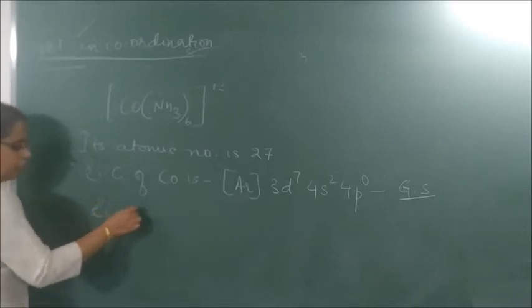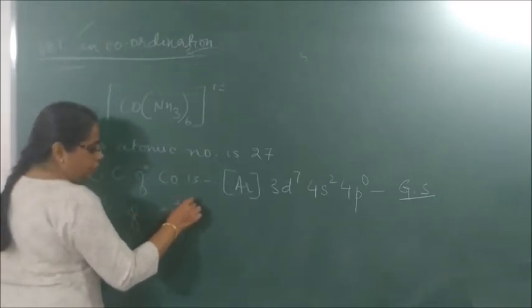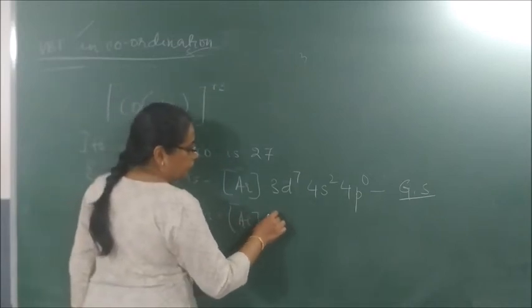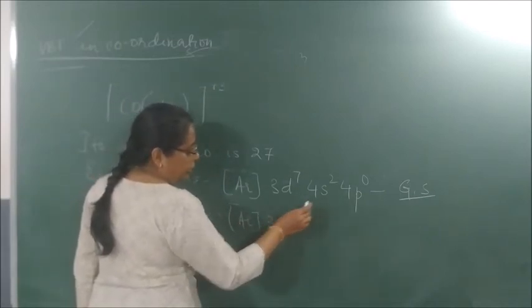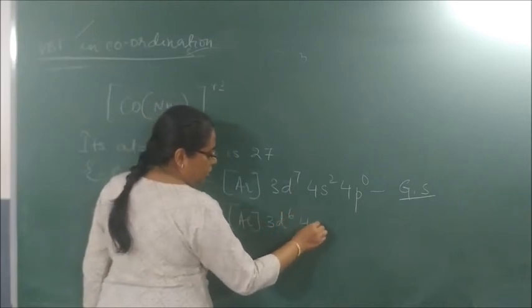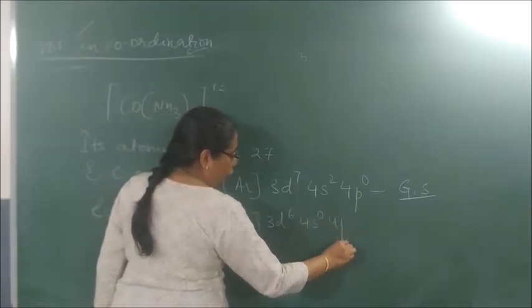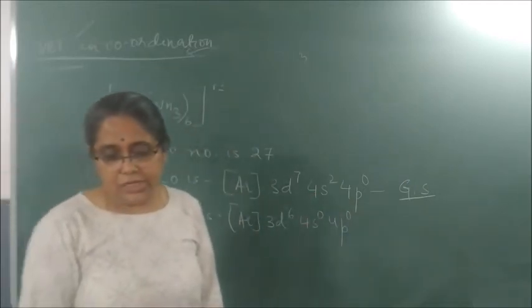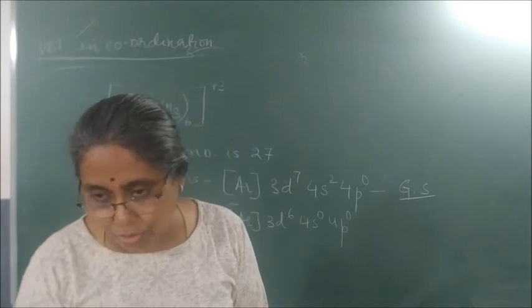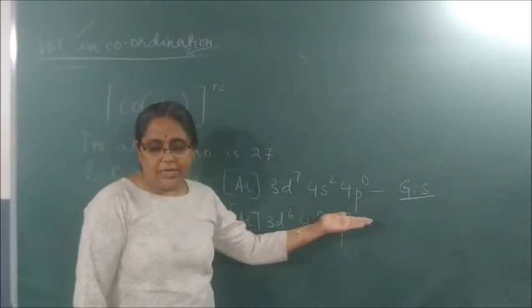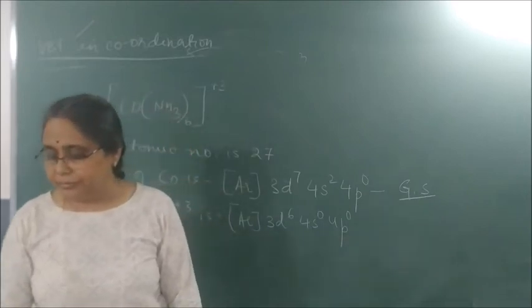So electronic configuration of Co3+ is what? Argon 3d6, 4s0, 4p0. Which state? Excited state. Write it.